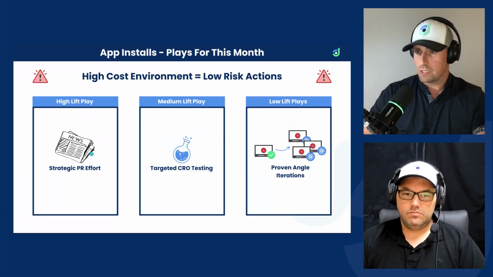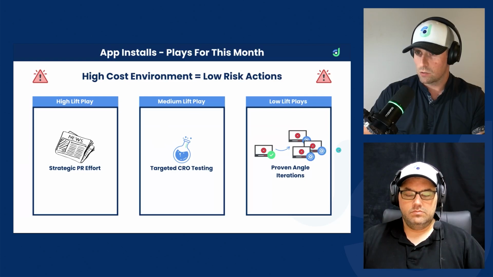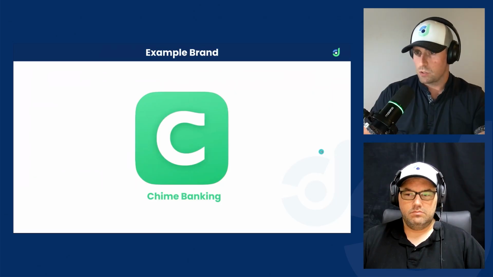So I want to talk through strategic PR efforts, targeted CRO testing, and proven angle iterations, the 3 plays that I want to talk about how we would run. I always try and do this with an example brand. I'm going to use Chime Banking.